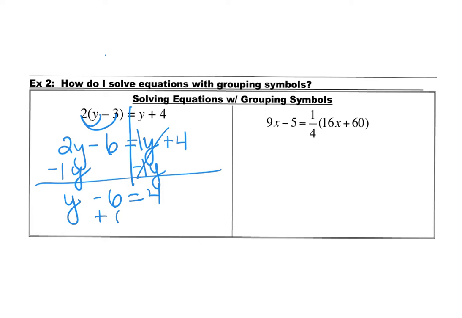And then I'm going to add my 6 to bring all the numbers without the variables to the other side. And I'll have y then is equal to 10.